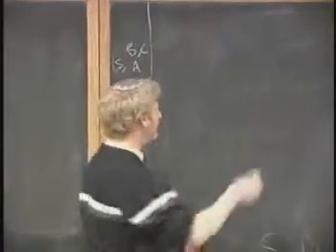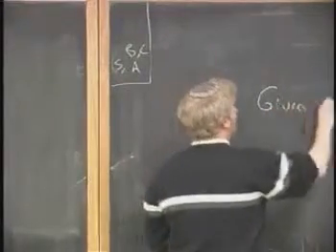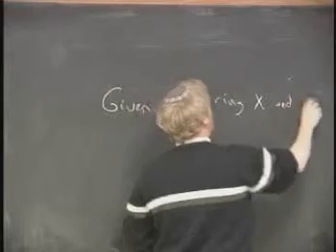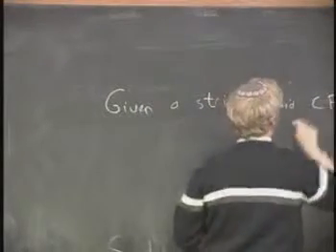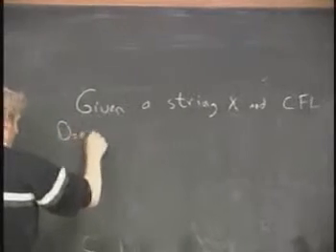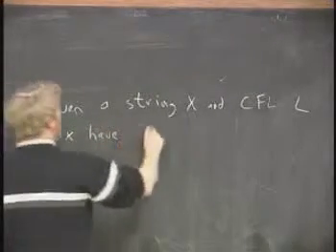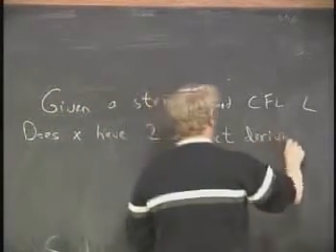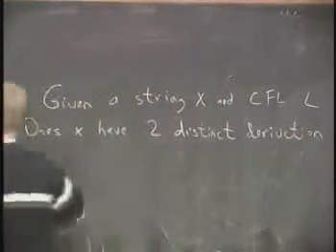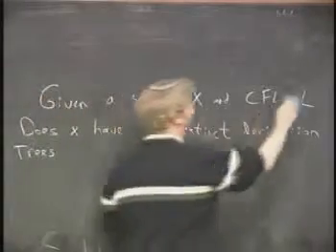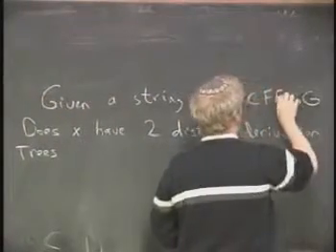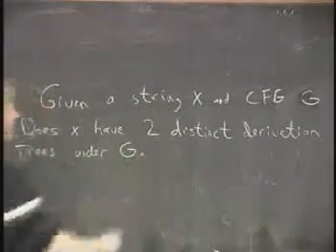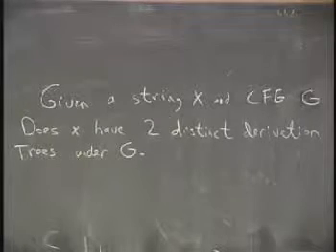All right. Given a string x and CFL L, does x have two distinct derivation trees? I think this needs to be a grammar, not a language, right? Under G. It has to be two or more than two, right? Yeah, at least two.